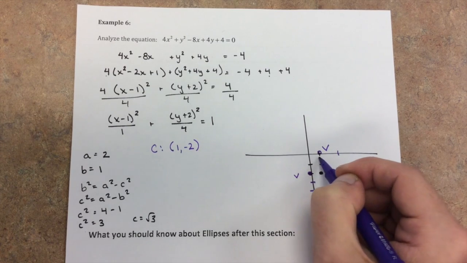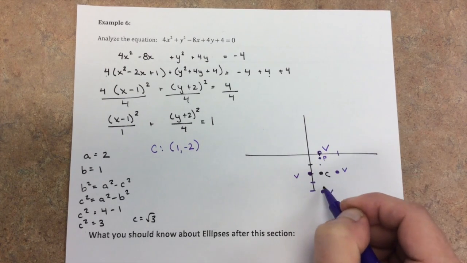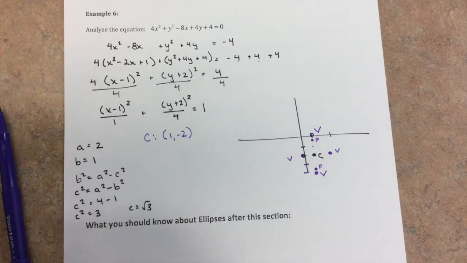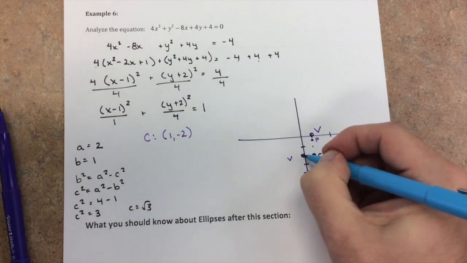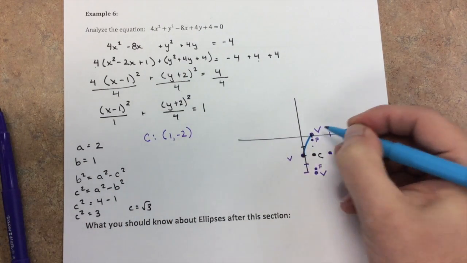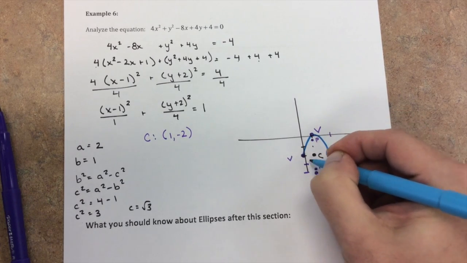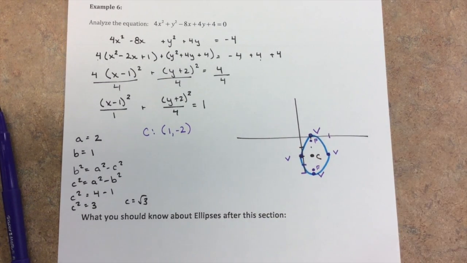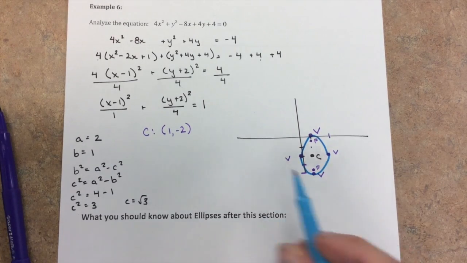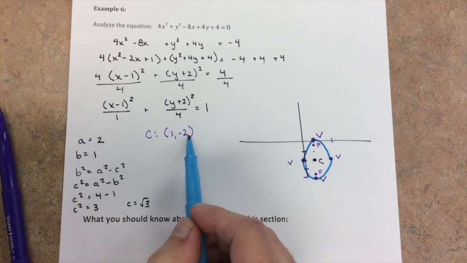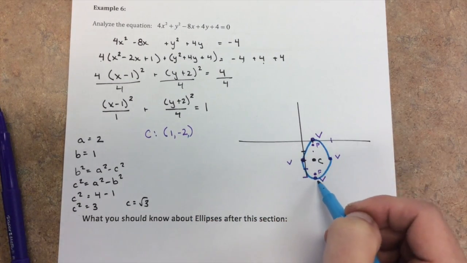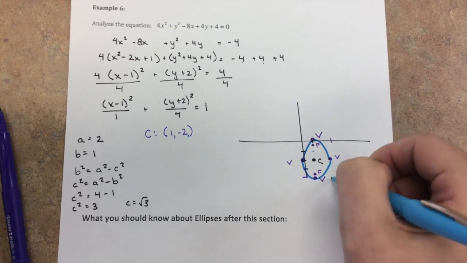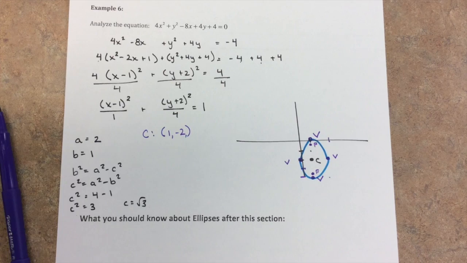Our foci is just under 2, so it's just below our vertices along our y, and then we connect the dots. So that's everything that we have to do to analyze this equation. We found the center, we have our vertices labeled, we have our foci labeled. If you have this labeled, you are set.